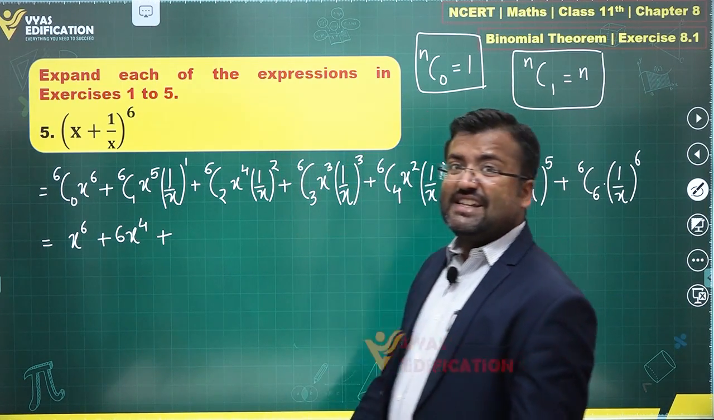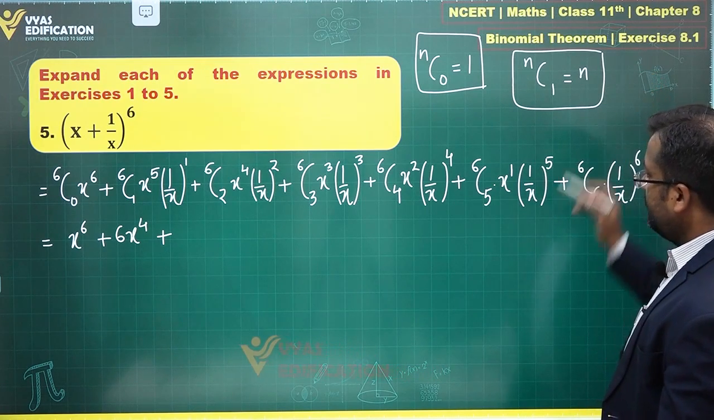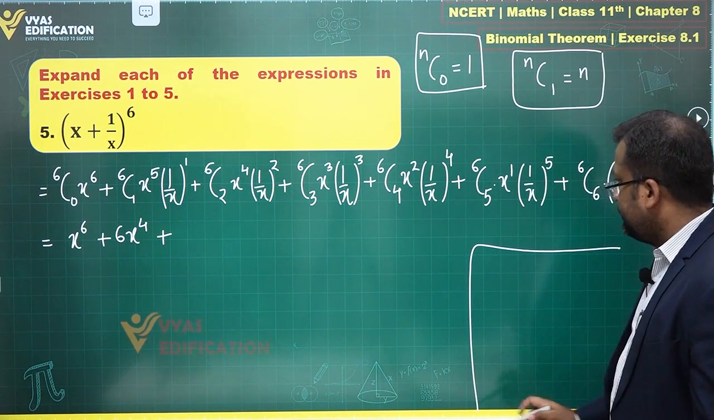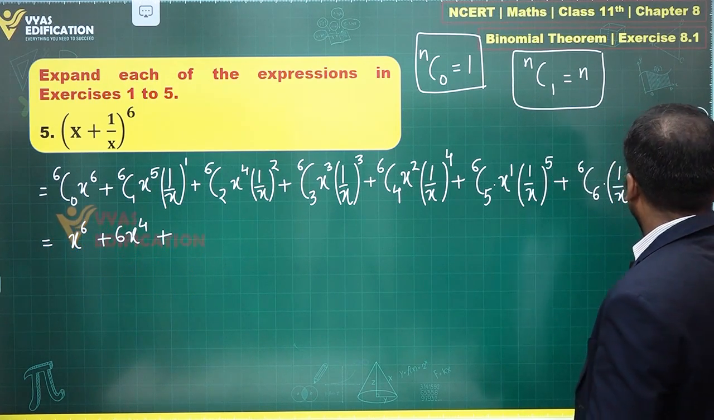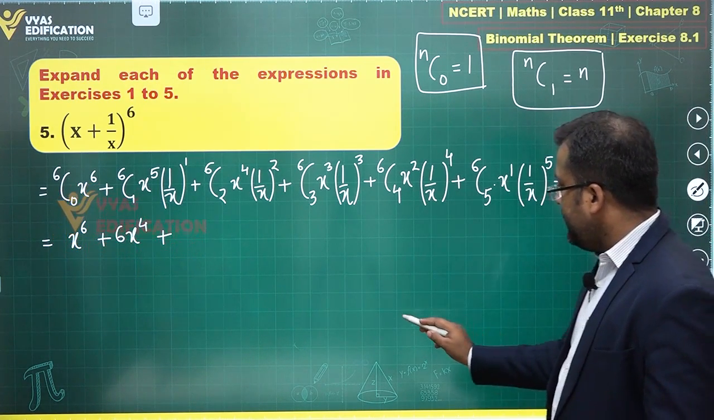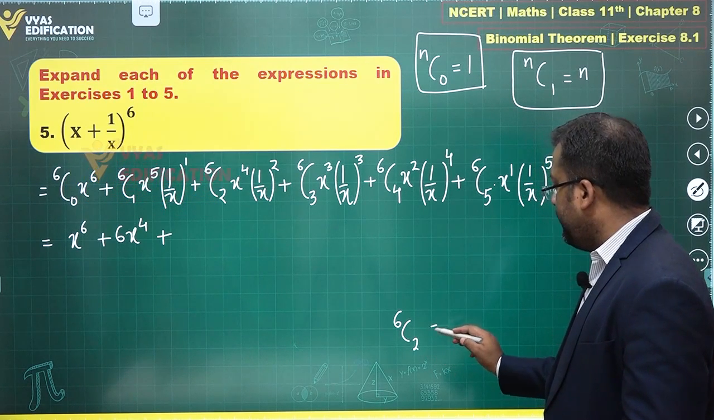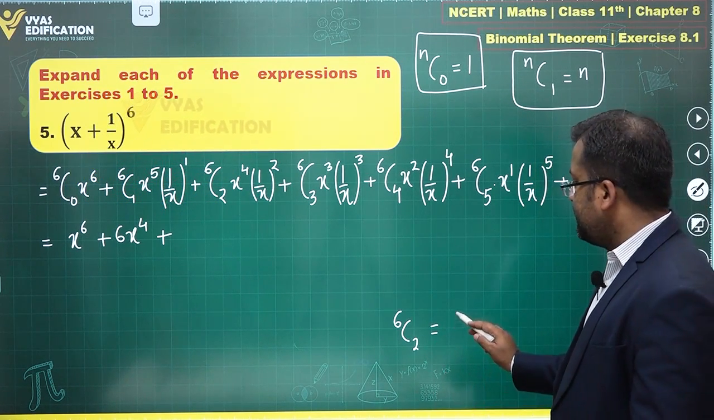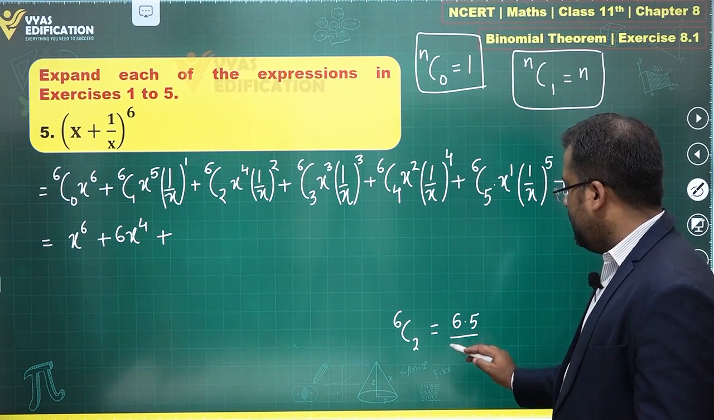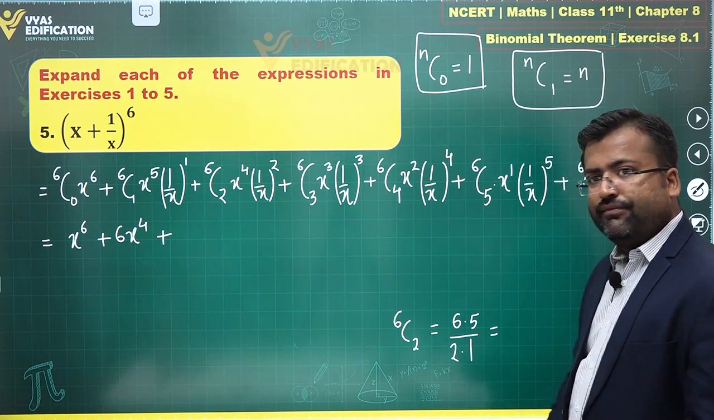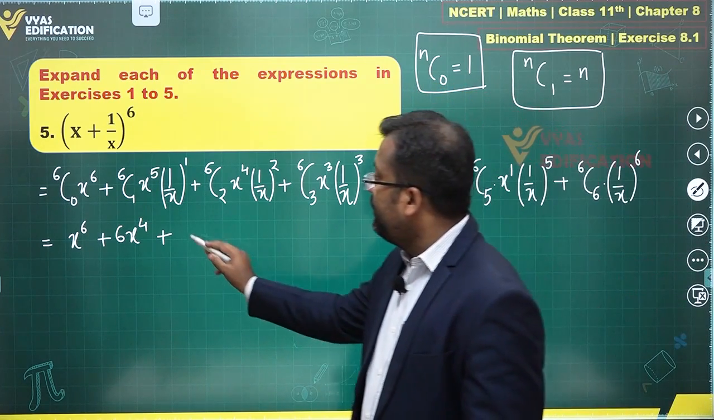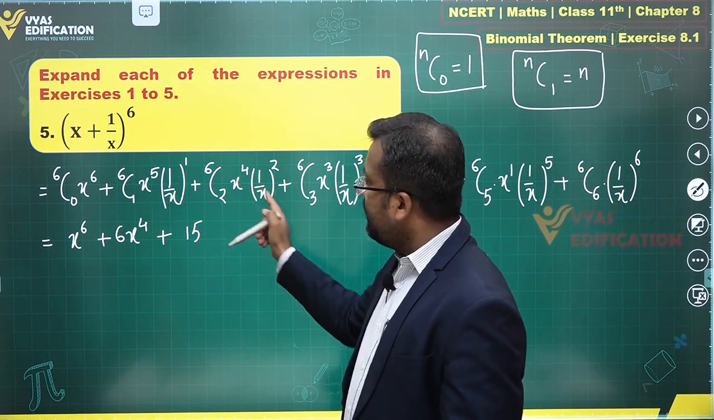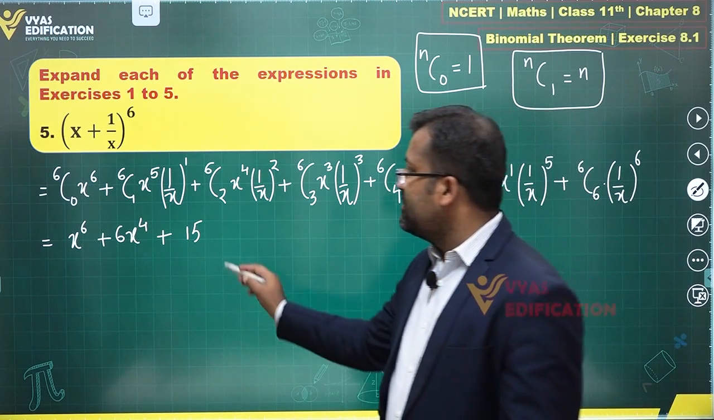plus what is 6C2? Let's find 6C2 over here in the rough. What is the value of 6C2? 6C2 will be 6 into 5 over 2 into 1. What is that? That's simply 15, right? That's 15. So you'll have 15 times this x power 4 upon x square. What's that? Simply x square.